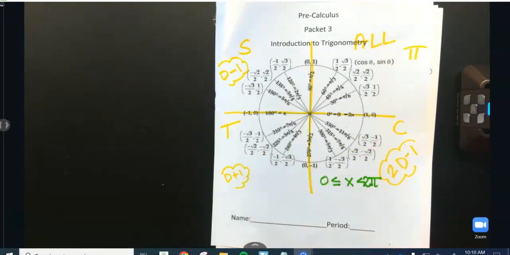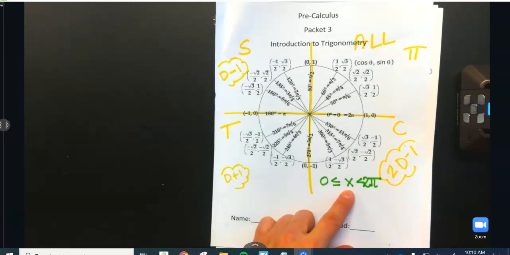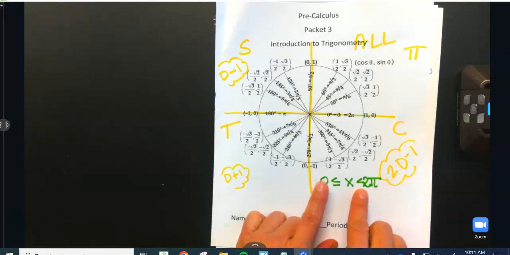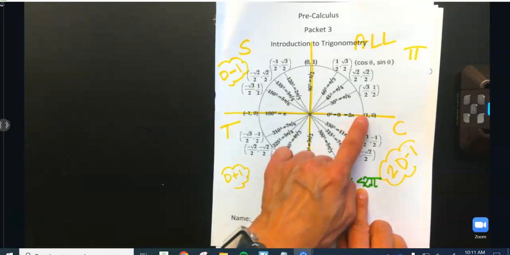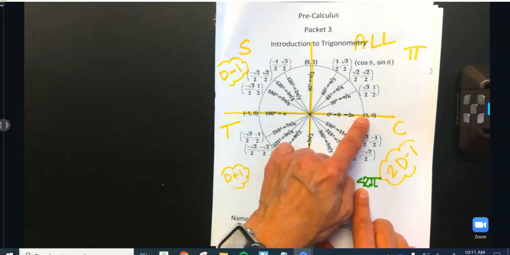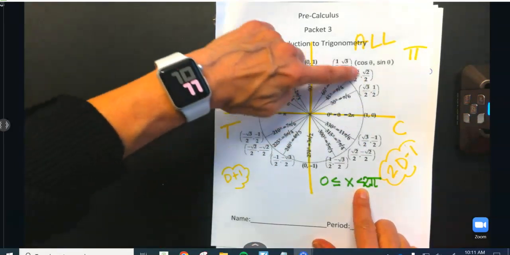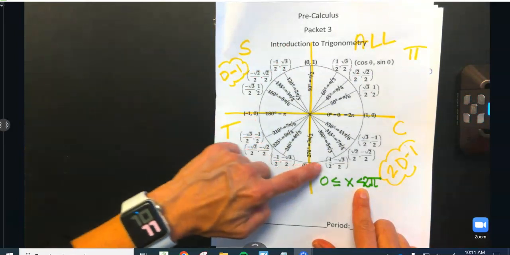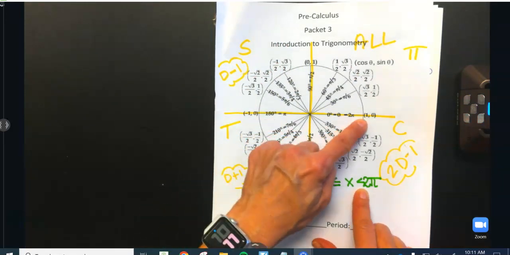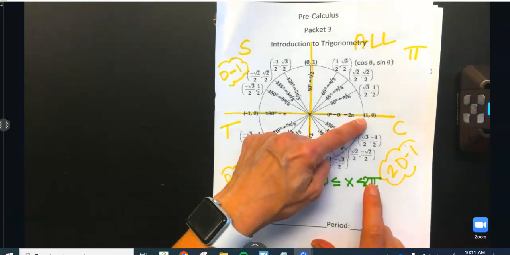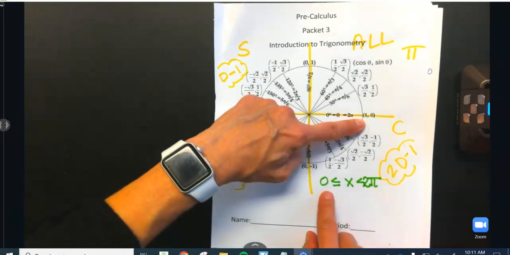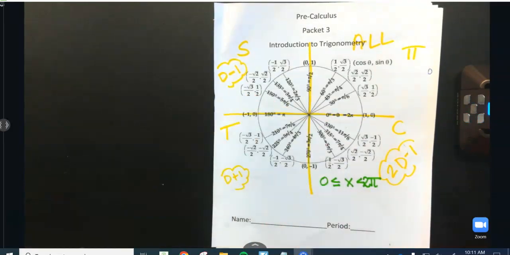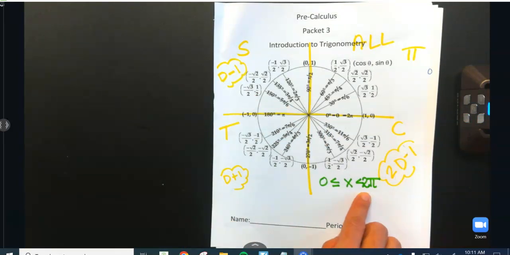One more thing before we begin. If you notice down here, I wrote it in green marker. We're going to restrict our domain. Y'all, look at this inequality. We are going to include 0, which is the beginning of the unit circle. We're going to include everything all the way around up to, but not including, 2 pi, because the beginning and the end are the same thing. So we're not going to include answers for 2 pi, but we are going to include answers for 0.